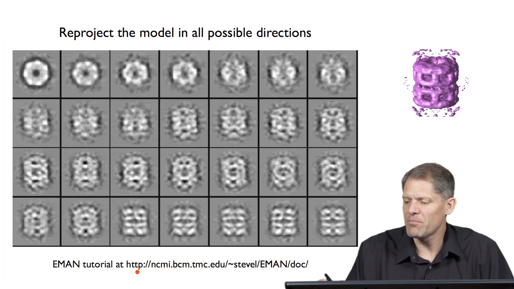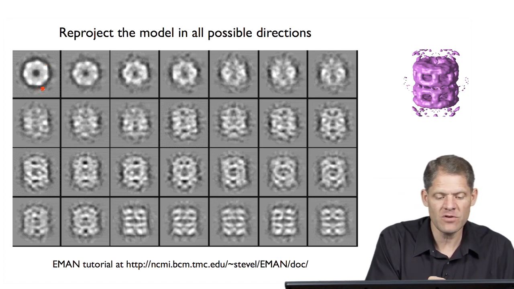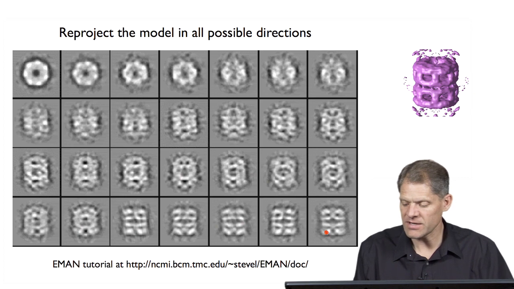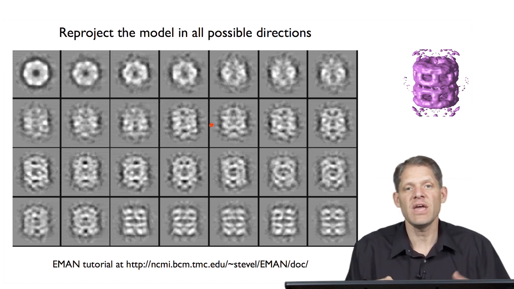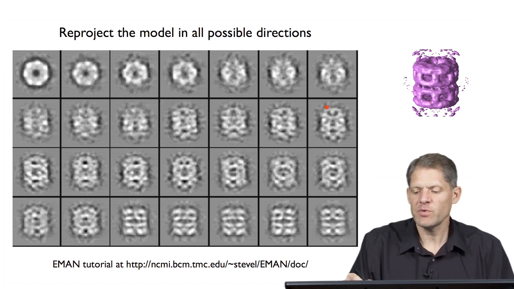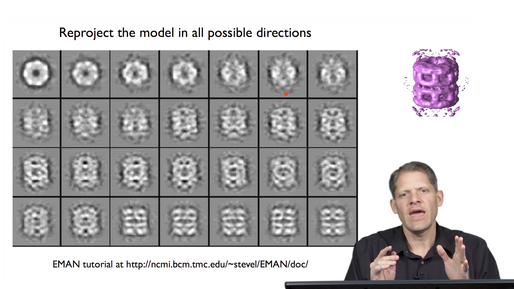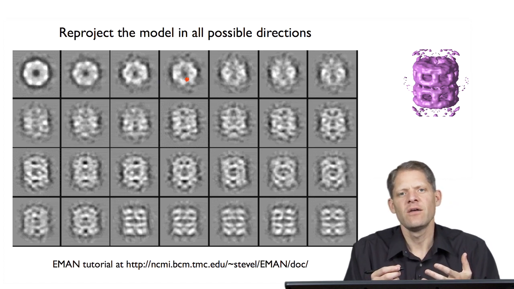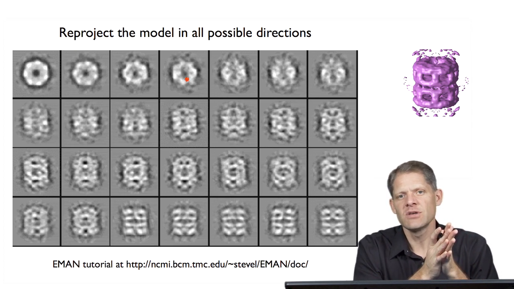In the actual example of this GroEL data set in the tutorial, the reprojections of the initial model looked like this. Here's the top view. Here are other views that are further and further away from a top view. And then here is a nice side view. This is a set of all the different views that you could obtain from that initial model. Now, once we have the set of reprojections, we take all of our initial images and compare them to each possible reprojection and reclassify which view each of our original images gives us of the particle.